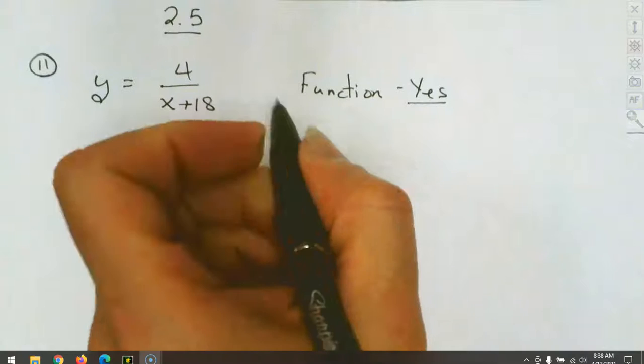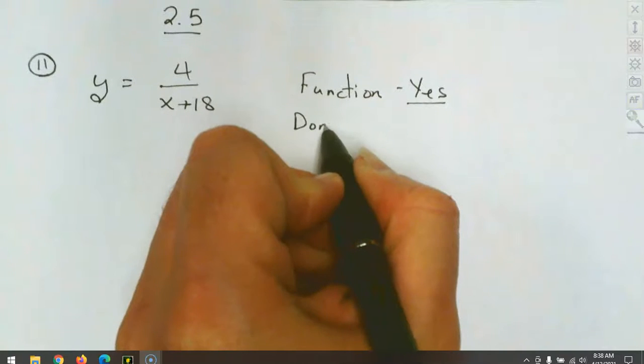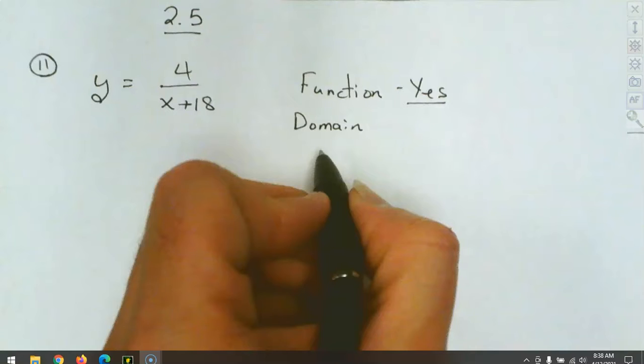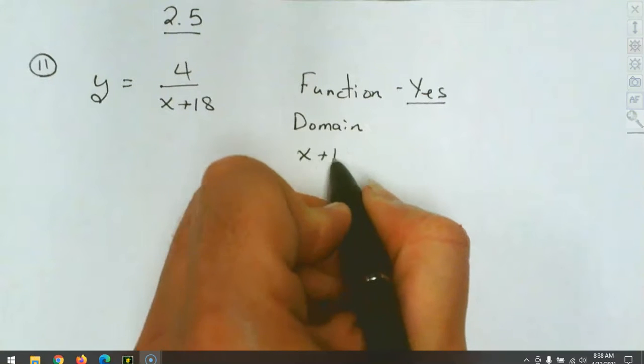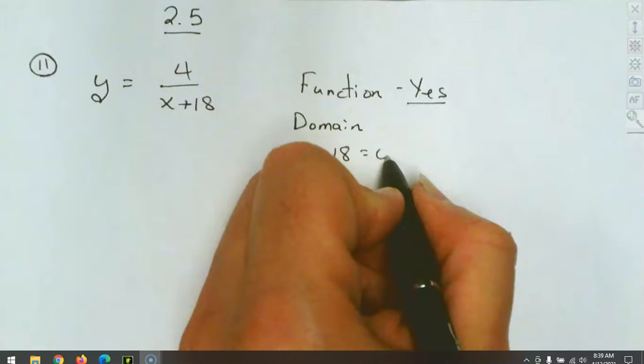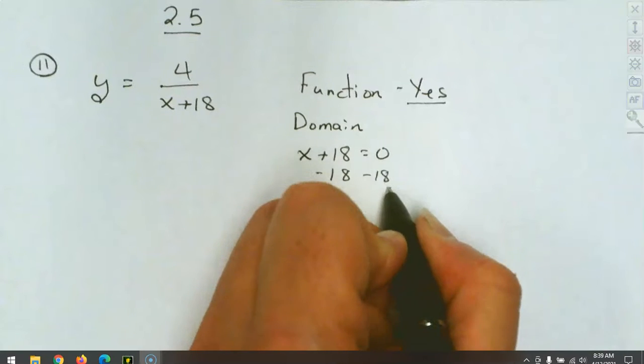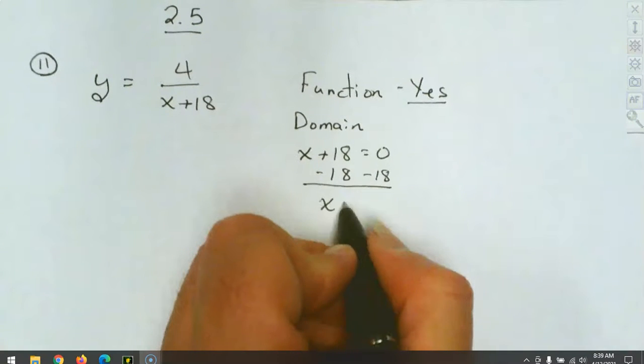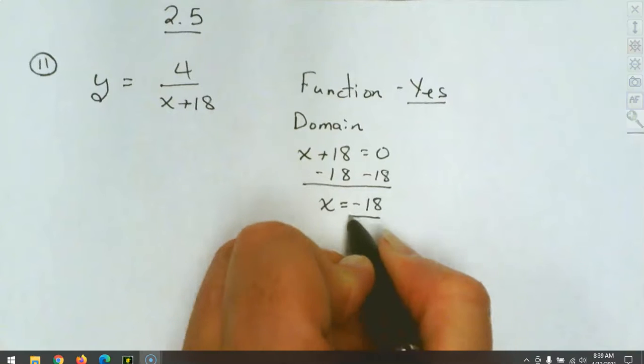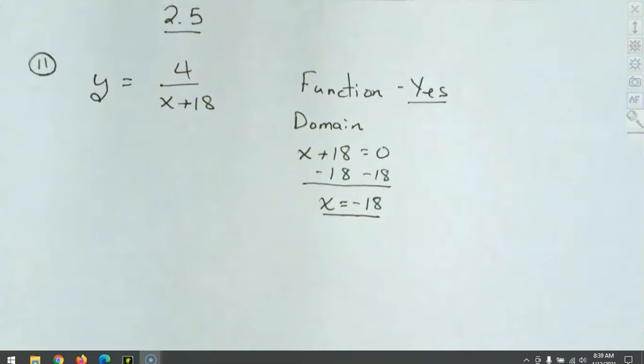Now, what number is going to make it division by 0? Well, what we do for our domain is we set our denominator to 0. So x plus 18 equals 0. Move that 18 over. And now we're left with x equals negative 18. That is the number that makes that fraction 4 divided by 0. And we cannot have that because a number divided by 0 is undefined.